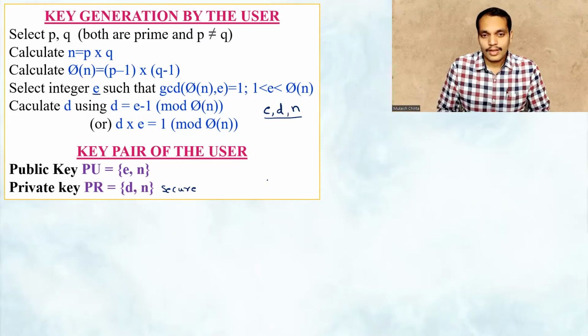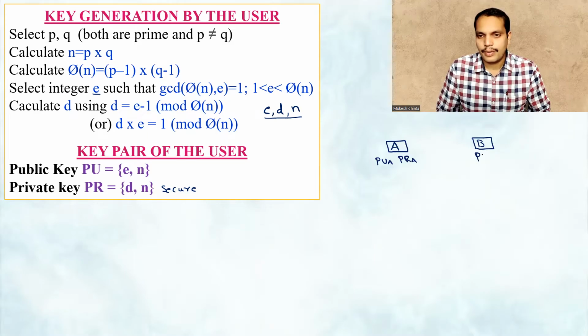Now, let us assume there are two parties, A and B, that wish to communicate. If they want to implement this scheme, the first step is that A has to create PUA and PRA. Similarly, B has to create PUB, which is the public key of B, and PRB, the private key of B. Then they will exchange their public keys with one another.